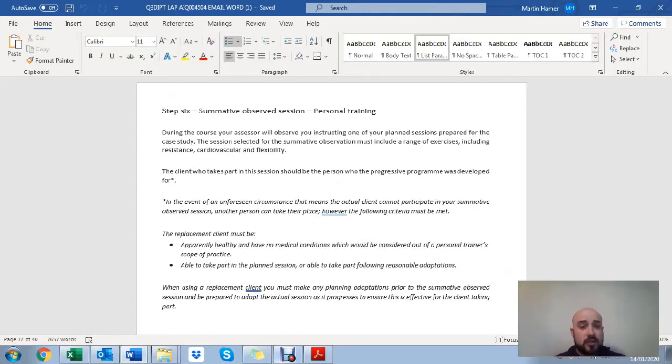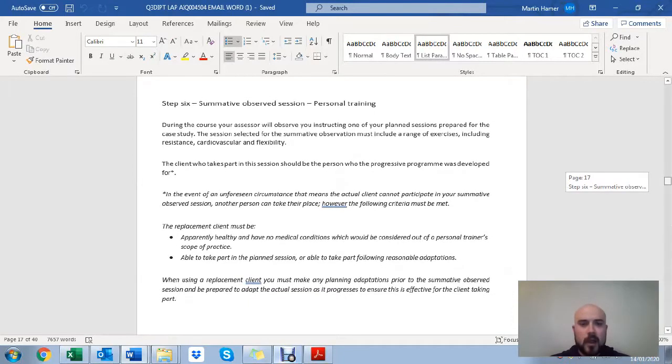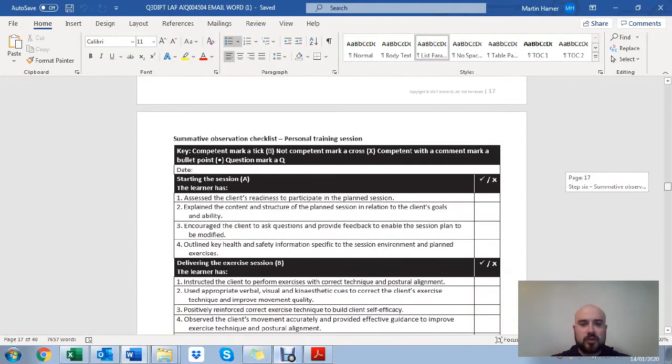Now, the client who takes part in your session should be the person who you have planned your 12 weeks of training for. However, in the event of an unforeseen circumstance, that means the actual client cannot participate in your session, another person can take their place, okay? And you've just got some of the replacement criteria there. But ideally, let's get the real-life client you picked to participate in your session.